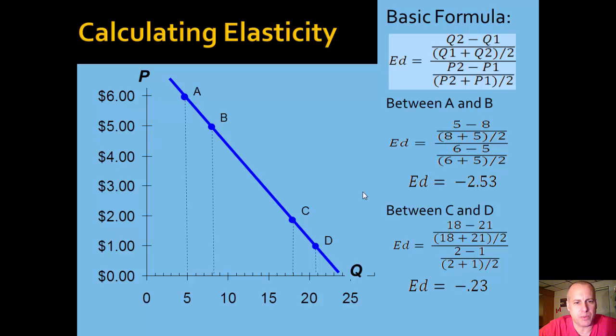You can think about this. Between A and B, going from 5 to 8 is a pretty substantial change in the quantity, but going from $6 to $5 is a relatively small change in price. Now, between C and D, the price falls by half, but the quantity only increases by a relatively small amount, just 3 units, the same 3 units that we had between A and B, but the percentage change in price is very large between C and D, and the percentage change in quantity is very small between C and D. And so we get a different elasticity when we evaluate this at different points along a demand curve.